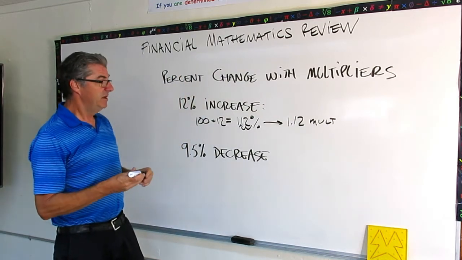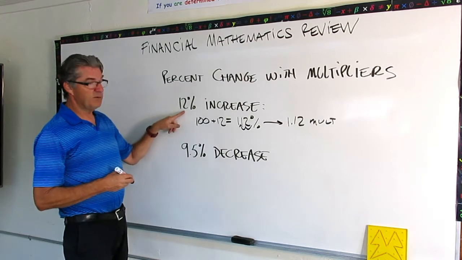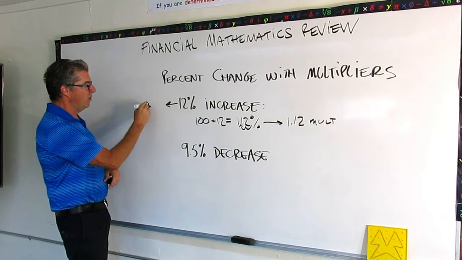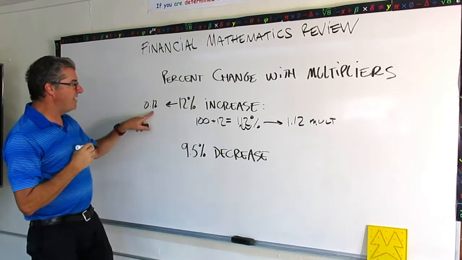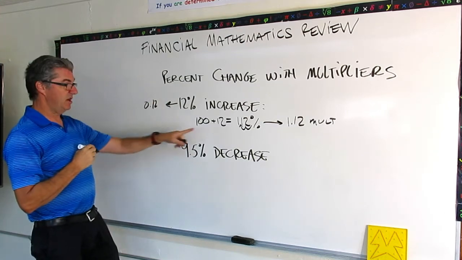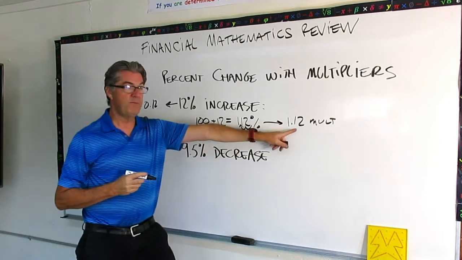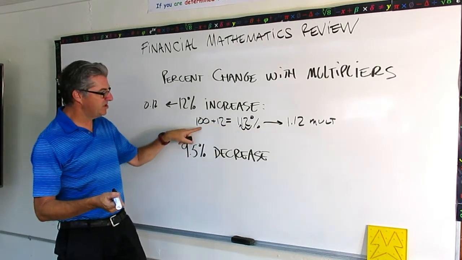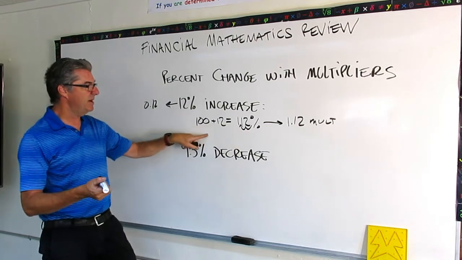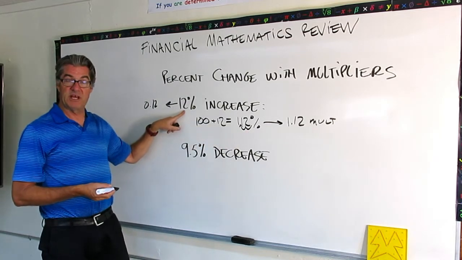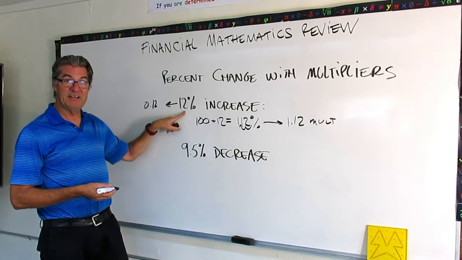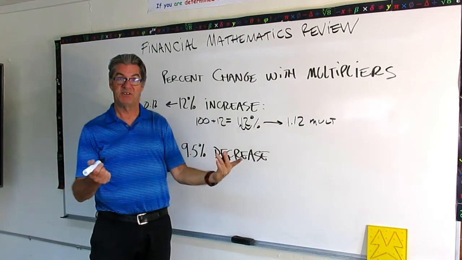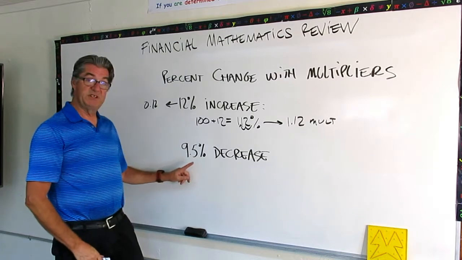Now check it out. You notice that 12% is right here. If you turn that into a decimal, it's 0.12. So if you add that to 1, which is 100%, you get 1.12. So once you understand how this works, you don't necessarily need to write this multiplier step. You can just go, oh, 12%, that's 0.12, add it to 1, that's 1.12 for my multiplier. Presto.